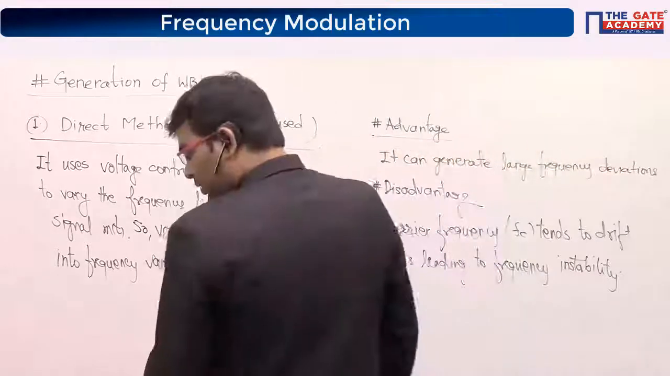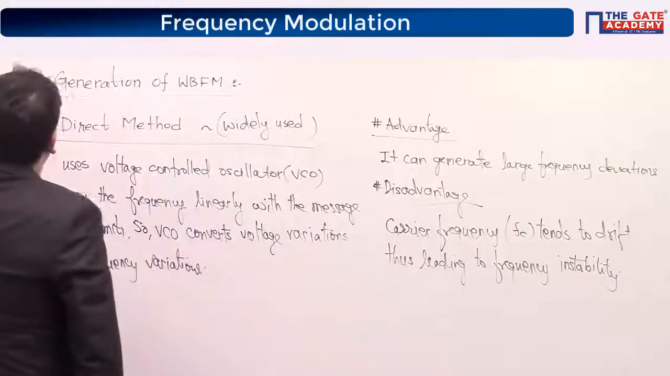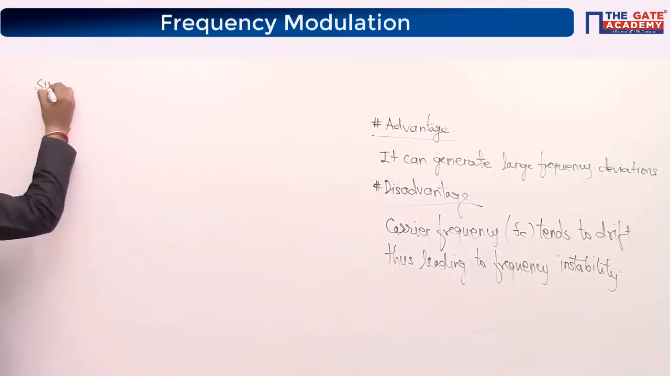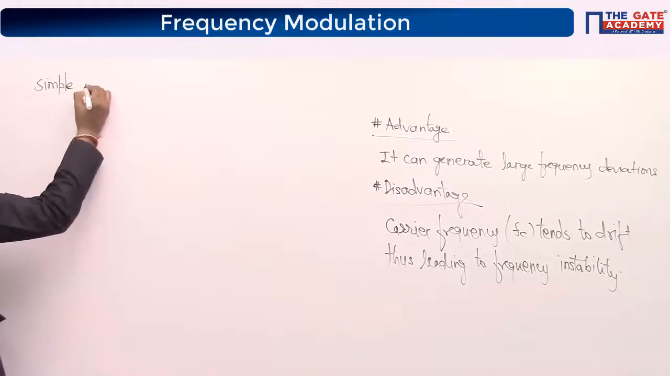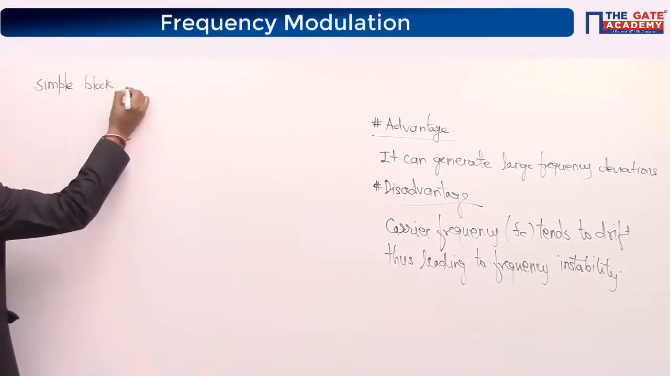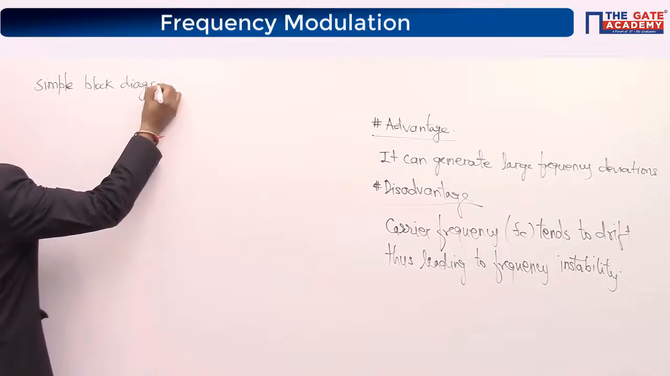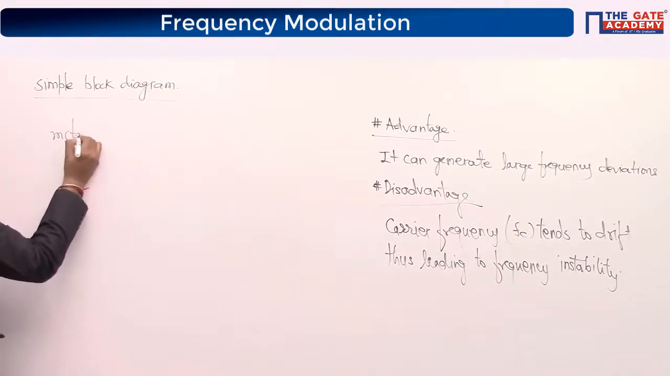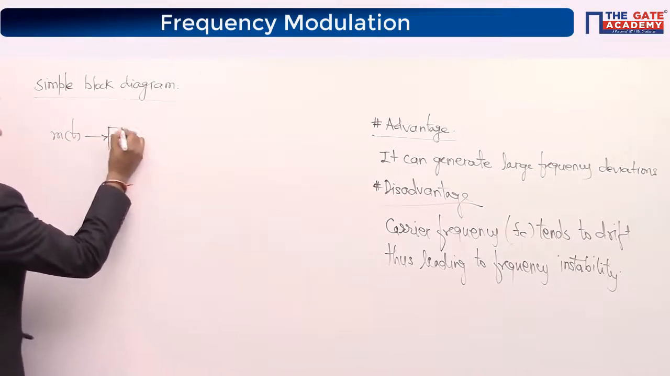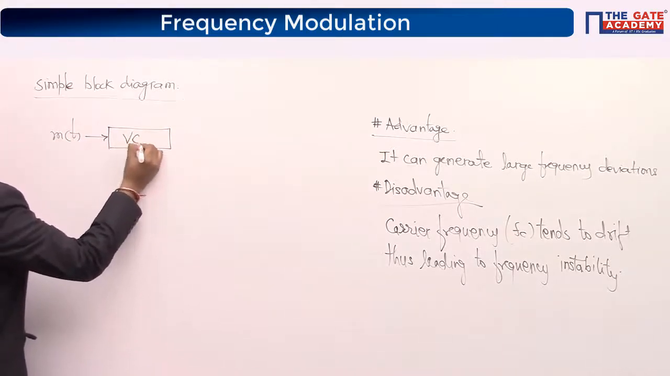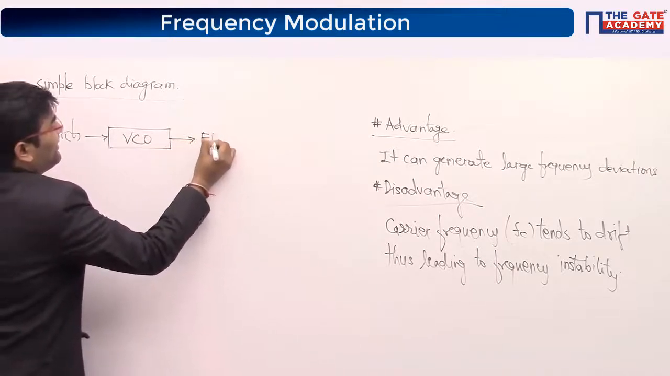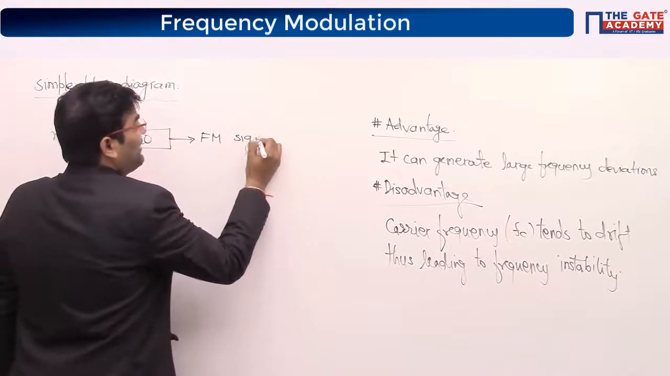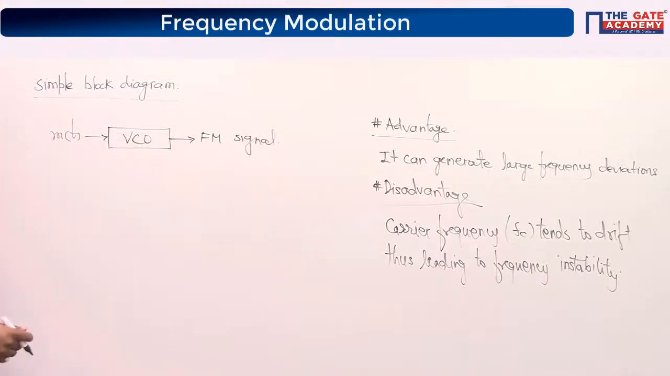So now let's go into the block diagram. The simple block diagram is this. You give the message signal to a VCO and you get an FM signal. This is the most simplistic way of saying it, but let's go into a little more detail.